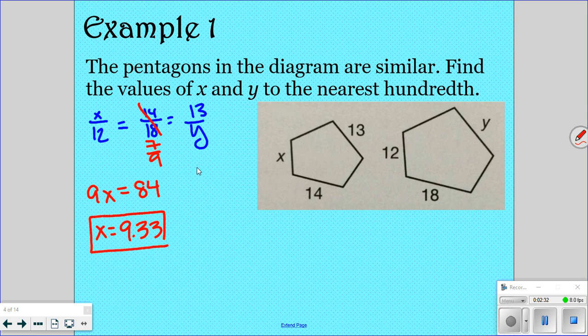And then for y, if you cross multiply, you'll have 7y equals 91. No, sorry, 117. And then if you divide by 9, you'll get 13. No, divide by 7, sorry. You'll get 16.71 for your y value. Okay, so that would be how you use your ratios to solve for your missing side lengths.